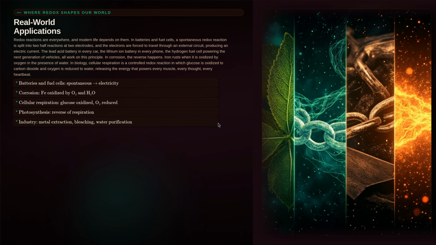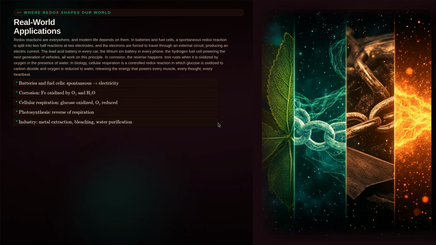In biology, cellular respiration is a controlled redox reaction in which glucose is oxidized to carbon dioxide and oxygen is reduced to water, releasing the energy that powers every muscle, every thought, every heartbeat. Photosynthesis is the reverse. Plants use the energy of sunlight to reduce carbon dioxide to glucose and oxidize water to oxygen, filling the atmosphere with the oxygen we breathe.